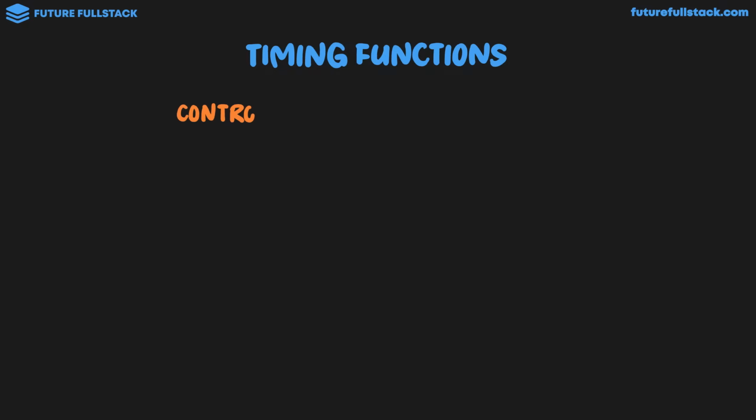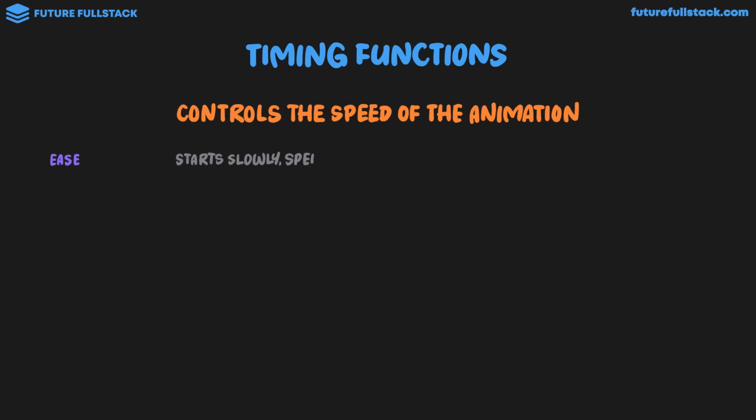Timing functions control the speed of the animation. I'm going to be going through some of the more common timing functions. The first one is ease. This starts slowly, speeds up, and then slows down. Now for each of these, I've got a small visualization. This green ball starts slowly, speeds up in the middle, and then slows down.